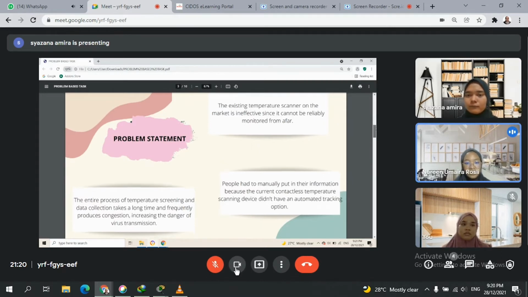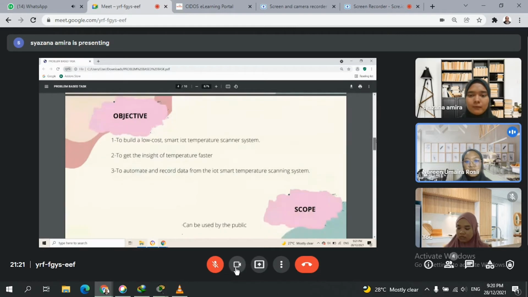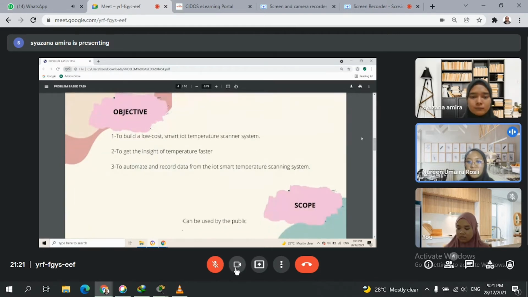For the objective, the main goal of this project is to create a smart body temperature scanner with a cloud system using commercially available low-cost microcontroller modules and sensors. The following are the breakdowns of the main goal: to build a low-cost smart IoT temperature scanning system, to get the insight of temperature faster, and to automate and record data from the IoT smart temperature scanning system. And that is all from me.